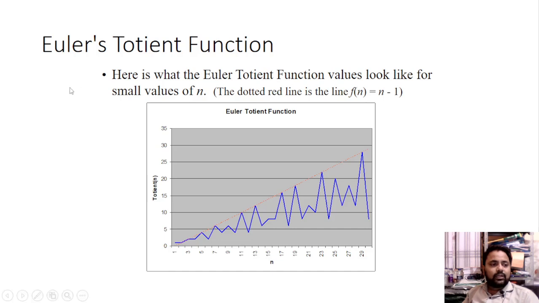Here is what the Euler totient function values look like for small values of n. The dotted red line is the line f(n) equals n minus 1. This is the blue curve and this is the red line. You can see the dotted red line is the line where the function of n equals n minus 1.